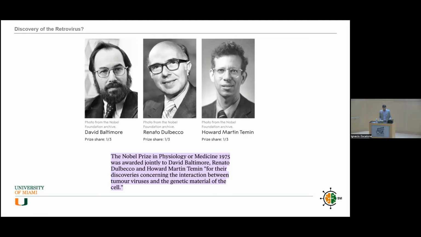Howard Temin actually died before he could get his Nobel laureate. He died of lung cancer from smoking, which is kind of interesting. But this whole story of how they all came together, and they basically discovered the retrovirus at the time when HIV was becoming a pandemic. So it really was a very happenstance discovery. But this kind of led us to the field of modern day retrovirology.